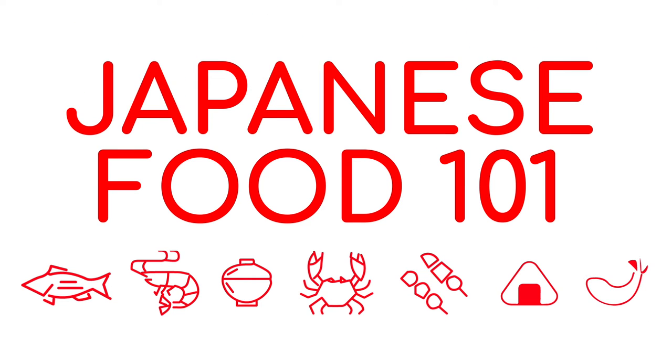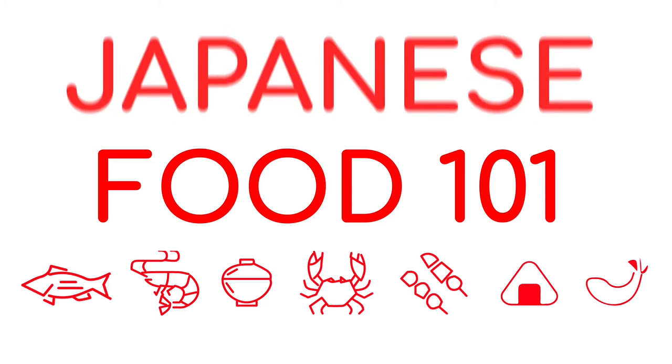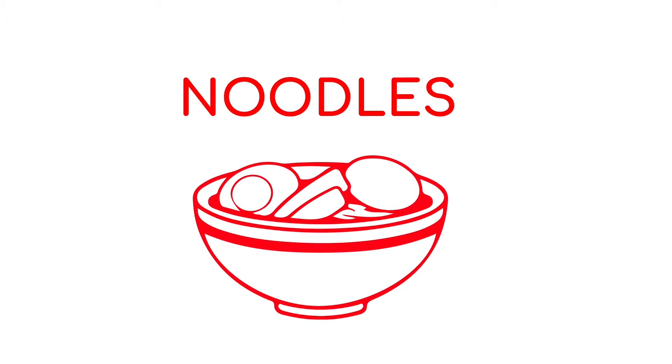This is Derek, and today I want to give a brief overview of my favorite Japanese foods in Japan. Japan is famous for its noodles. The big three noodles are ramen, udon, and soba.